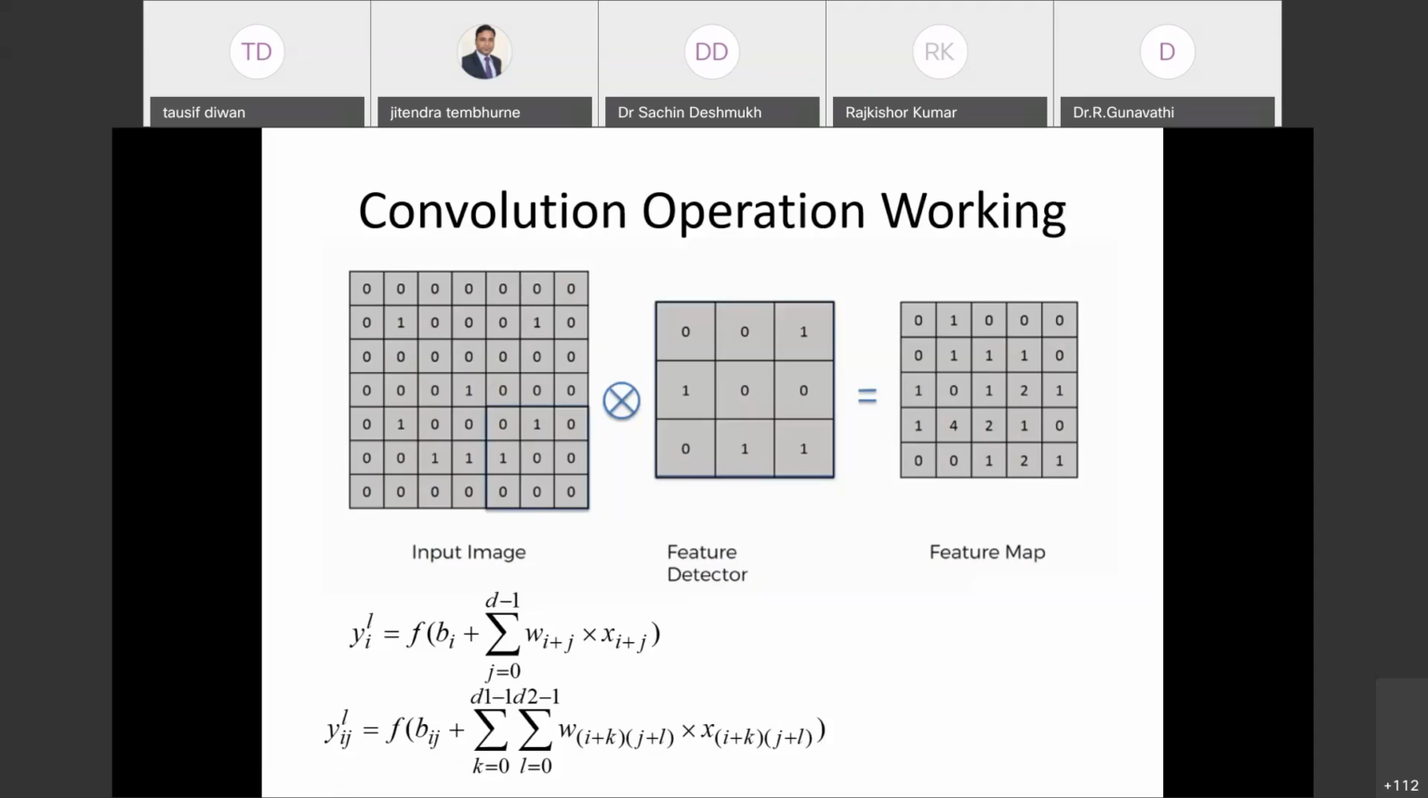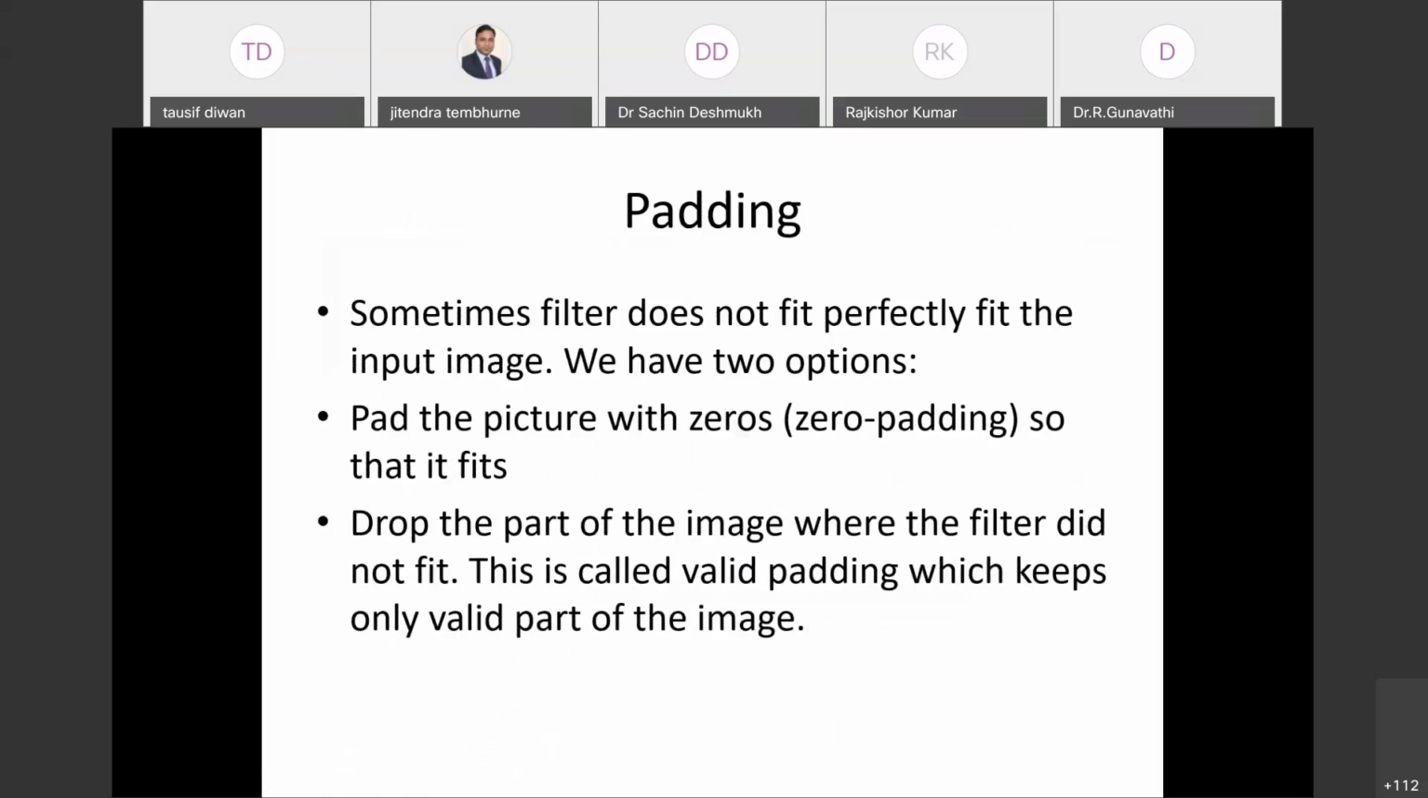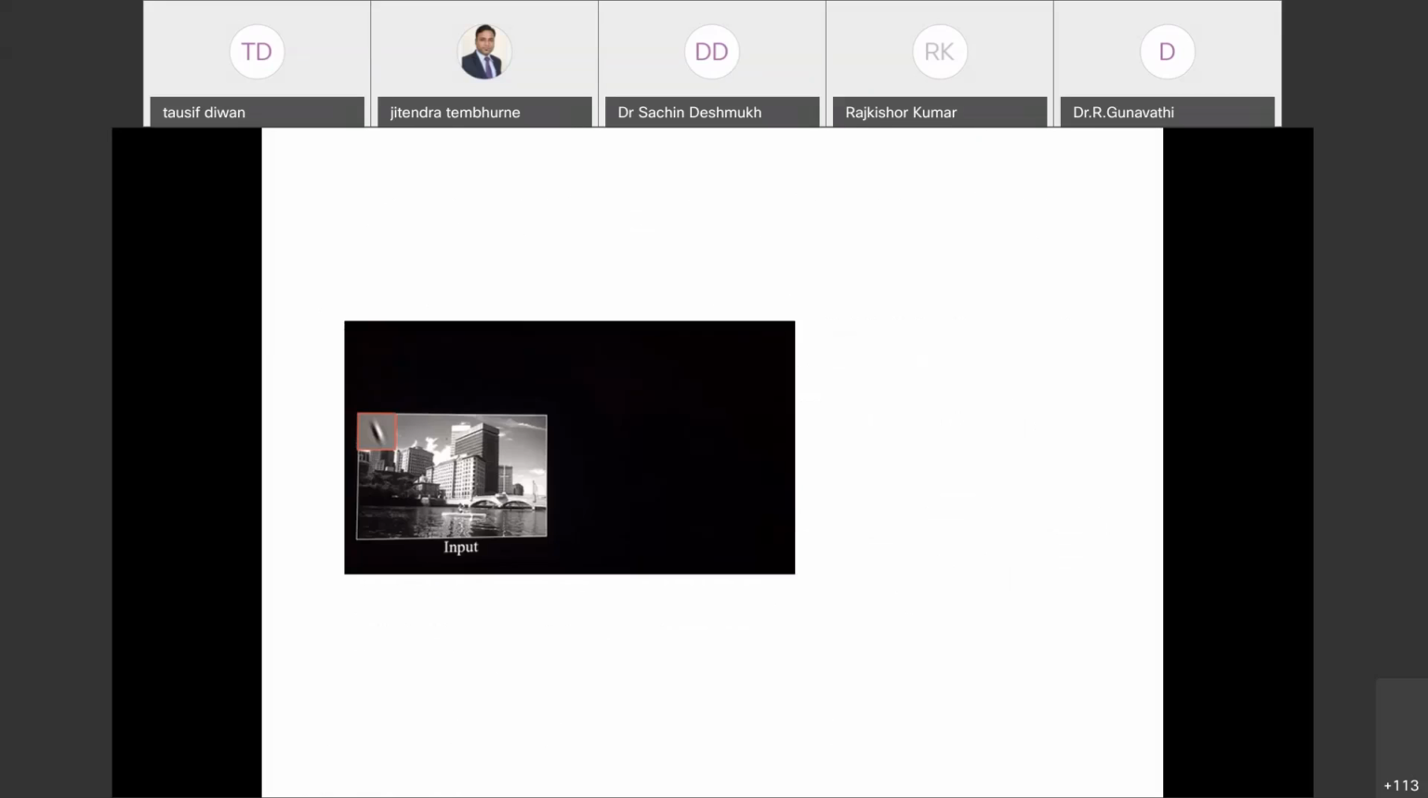Otherwise, what we can do is apply some zero paddings. So zeros are padded here. After that, one more layer of zeros is padded, and then you apply the filter. That is what zero padding is. In valid padding, we drop the part of the image where the filter did not fit. So if a valid part is there, then we apply the filter, otherwise we will not apply. This is the simple meaning of valid padding.